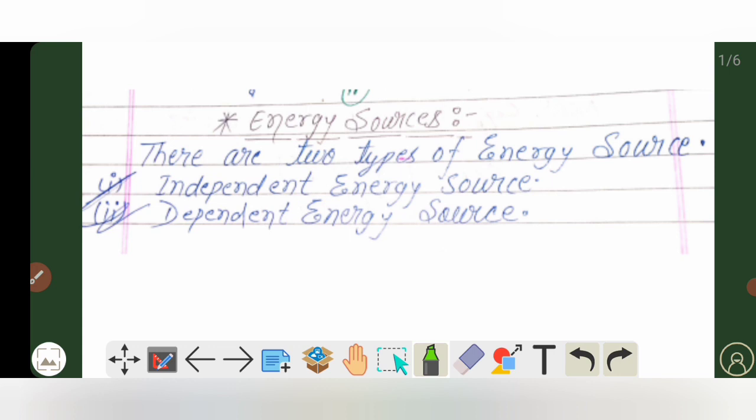Now, my dear friends, as you all know, the sources which supply energy to a circuit are known as energy sources. They may be either current sources or voltage sources. As you can see here, there are two types of energy sources. The first one is the independent energy source, and the second one is the dependent energy source.